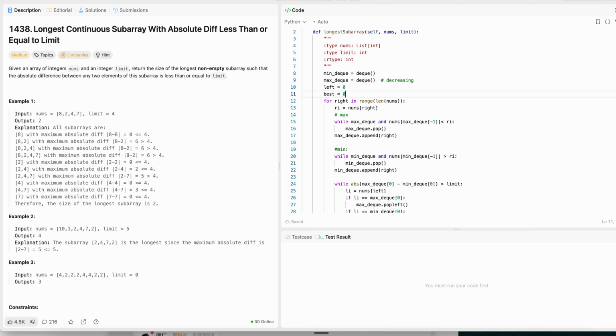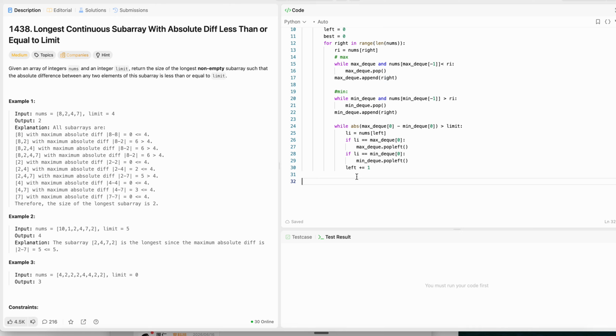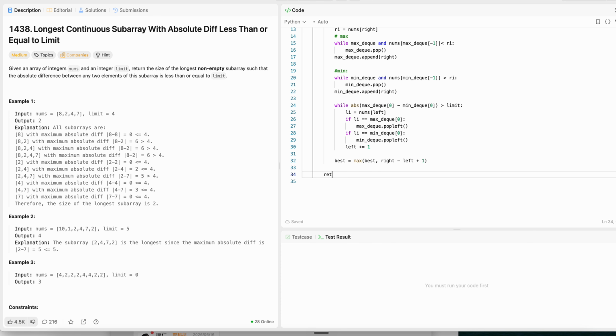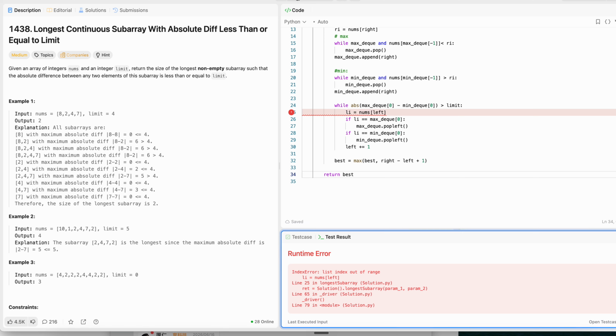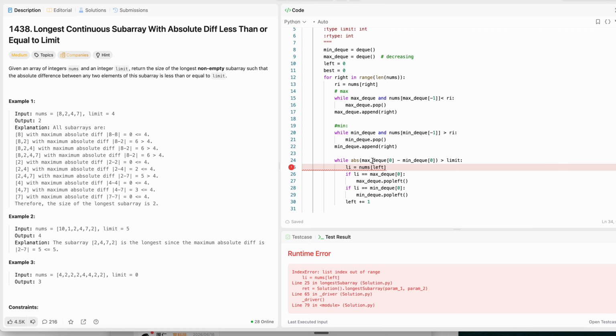Since we want the longest, we check best equals max. Okay, after this, every time we update this, and at last we are going to return best. Okay, I think... what is happening here? Let's see why. Okay, out of bound.